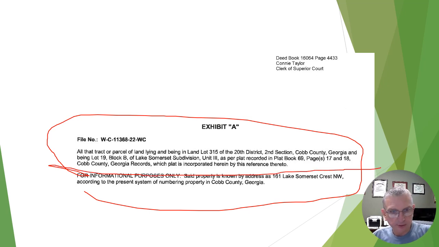So, it tells us that we're lying in land lot 315, 20th District, 2nd Section, Cobb County, Georgia, being lot 19, Block B of Lake Somerset Subdivision, Unit 3. Main thing we're looking for is lot and block, lot 19, Block B, and that we're on Plat Book 69, pages 17 and 18. Now, it's a nice touch here. They say for informational purposes only, said property is known as 161 Lake Somerset Crest, and that is the address that we've been asked to survey, so that's a good confirmation that we're looking at the right property.